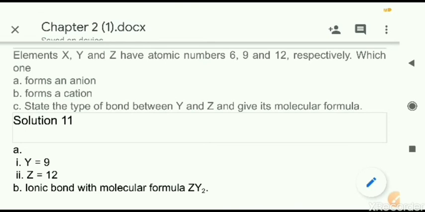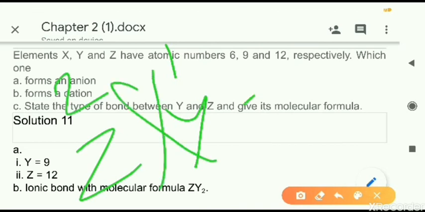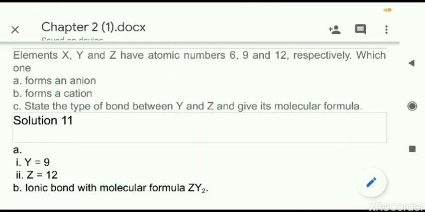The molecular formula you have to write by using the valencies. The formula comes as ZY2. Just now we did the configuration of Y, it was 2, 7. So the configuration shows the valency of Y is 1 because it has formed the Y minus ion. Similarly, Z has valency 2. So you can transpose these, and you will get ZY2. That is for question number 11.